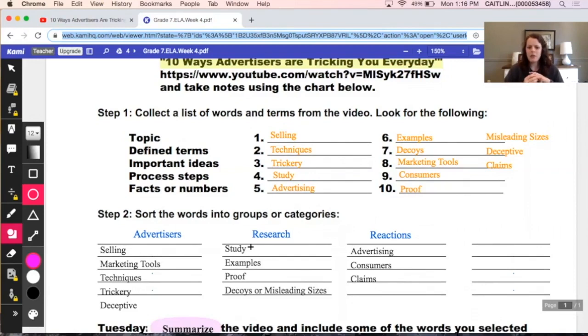And my last category is reactions. And what I meant by reactions was what are reactions to the advertising. So I put advertising under reactions because I felt that consumers have reactions to advertising. When we see a commercial, it makes us want to go buy that thing, that product.